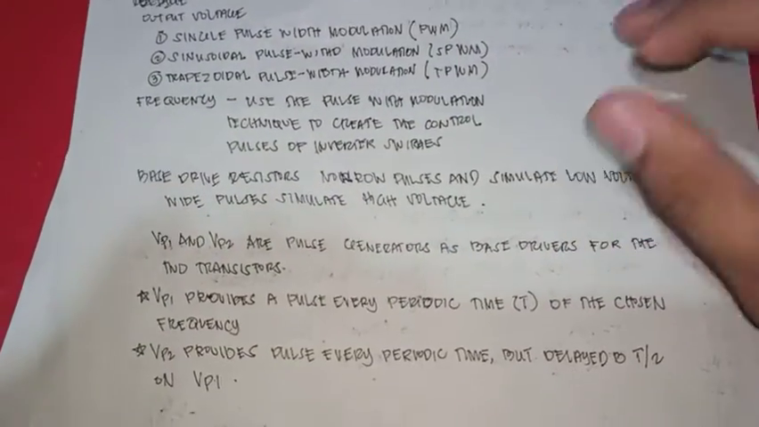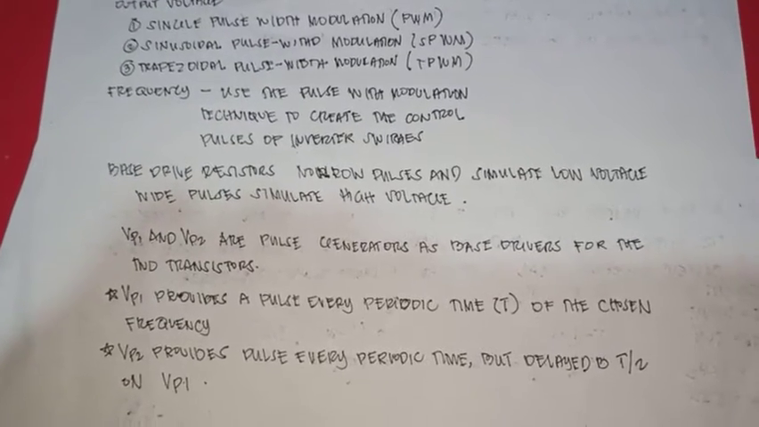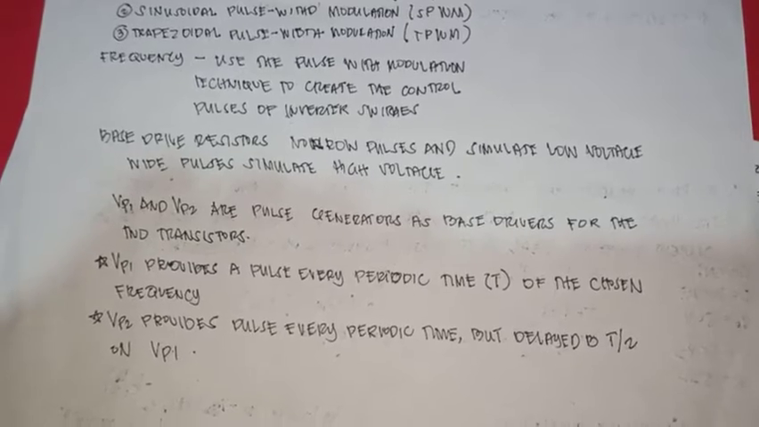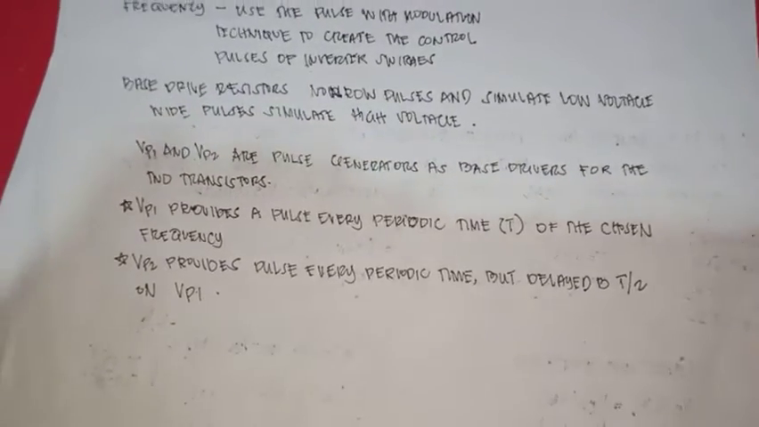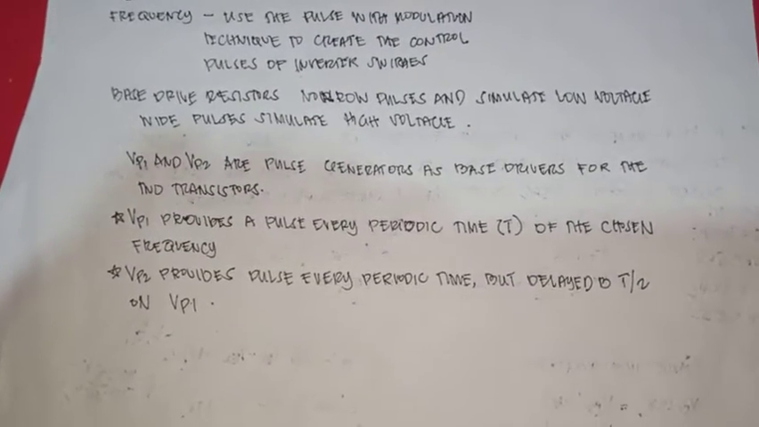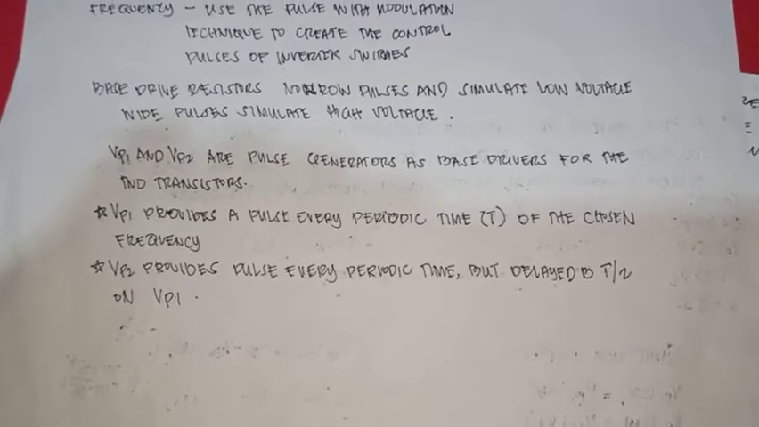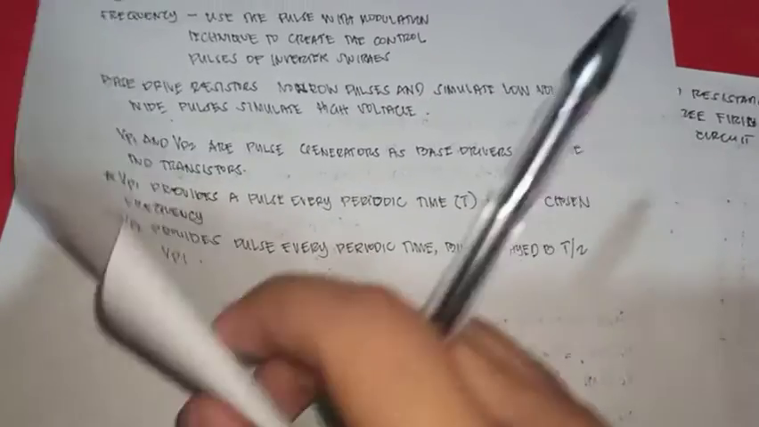Next is the base transistor. Narrow pulses simulate low voltage, wide pulses simulate high voltage. VP1 and VP2 are pulse generators as base drivers for the transistor. VP1 provides the pulse every periodic time T of the chosen frequency. VP2 provides a pulse every periodic time but delayed by T over 2 relative to VP1.